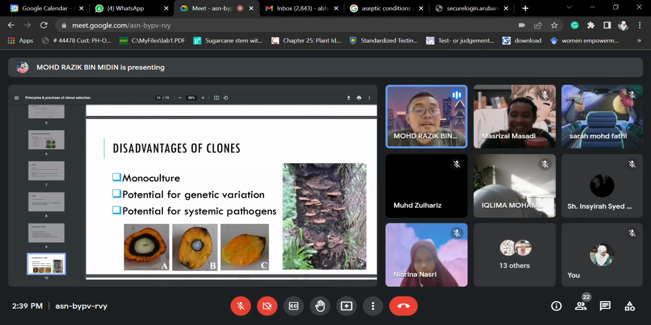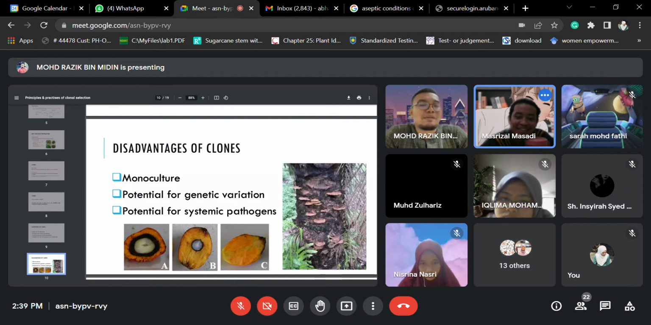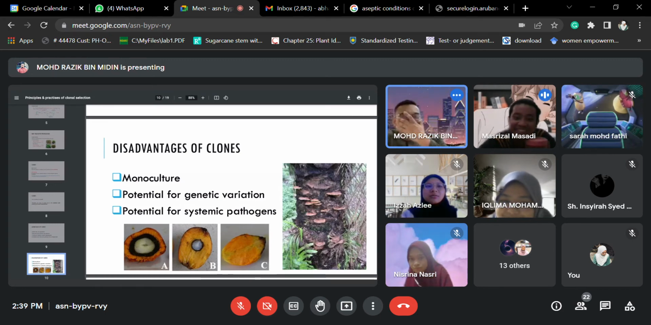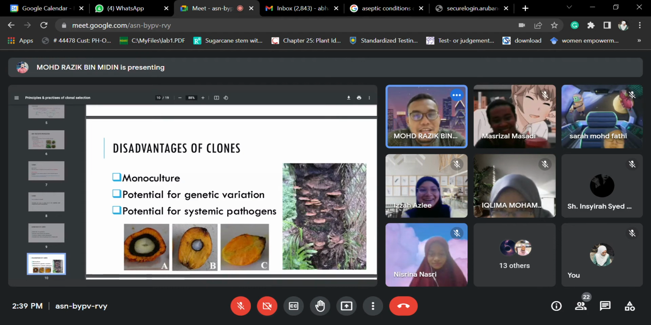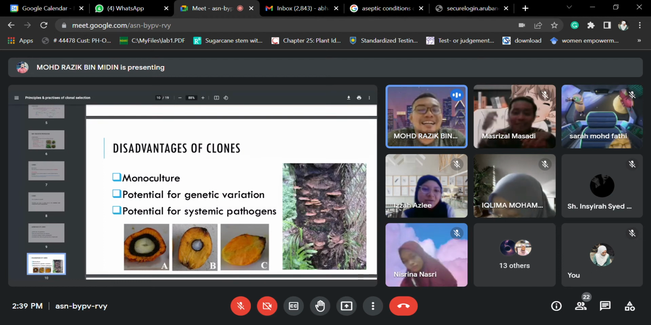And then, potential for systemic pathogens. If you look at the picture of the tree on the right, what tree is it? Oil palm. So below that, what is the scientific name for that pathogen? Which species? Ganoderma. Well done. Ganoderma boninense. When I worked at MPOB, the main pathogen on oil palm was Ganoderma.